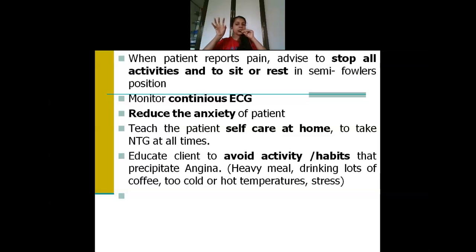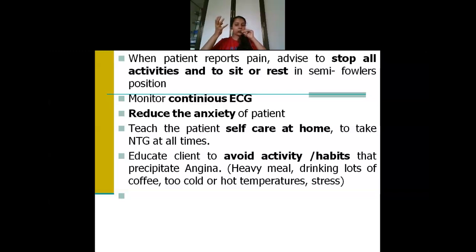Meanwhile, you have to also explain the side effects of the drugs, because most of these drugs will reduce blood pressure and may result in giddiness, or what we call dizziness, and even orthostatic hypotension.